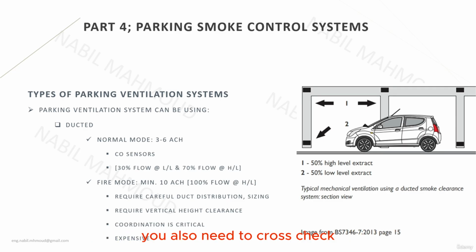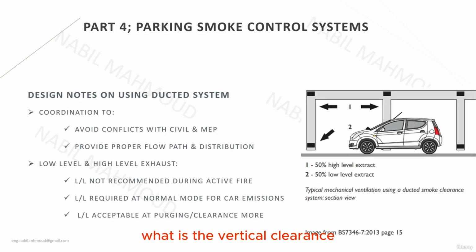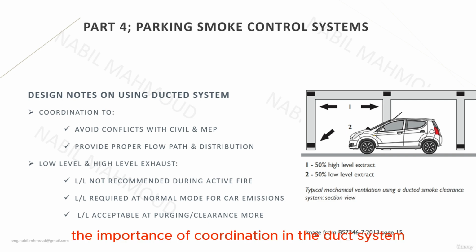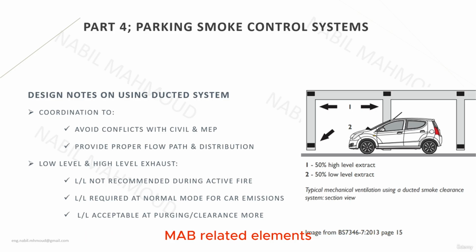You also need to cross-check, before you start the sizing, the vertical clearance available for your ducting network. That's why coordination is very critical in this ducted ventilation system. We also need to highlight that this system is relatively more expensive than the ductless or jet fan based system. The importance of coordination in the ducted system represents the need to avoid conflicts with civil and MEP related elements. Civil elements like the beams and the columns, and MEP related elements like the cable trays, the mechanical service pipes and ducting, and plumbing fixtures.